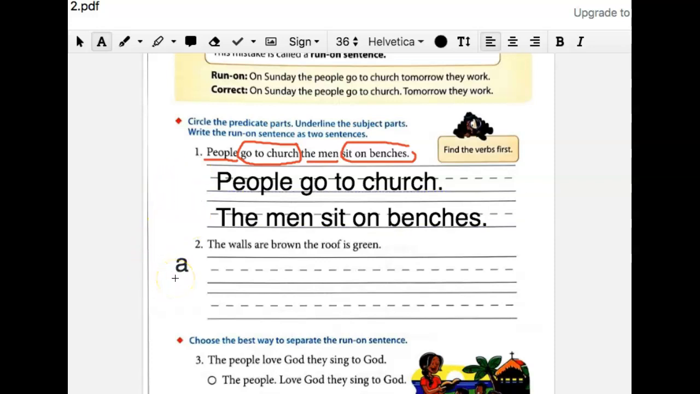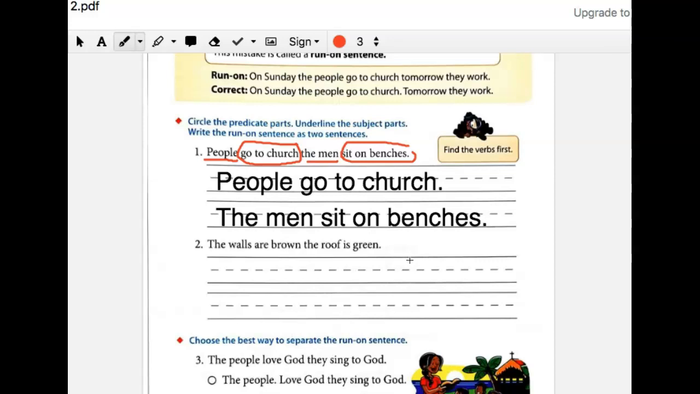Number 2. The walls are brown, the roof is green. This sentence also has two complete thoughts. Then how can we split this into two separate sentences? Well, first we're going to find the predicate parts and the subject parts. And by finding the verbs, it's going to be easier for us to find the subject parts and the predicate parts. The walls are brown, the roof is green.